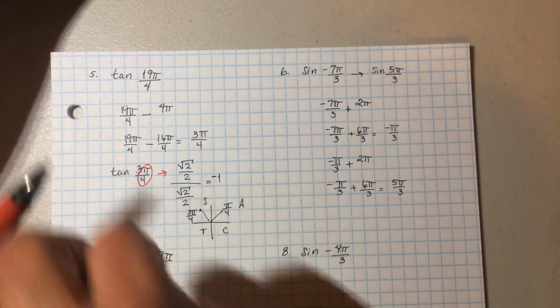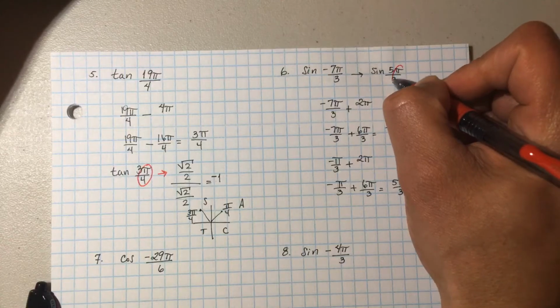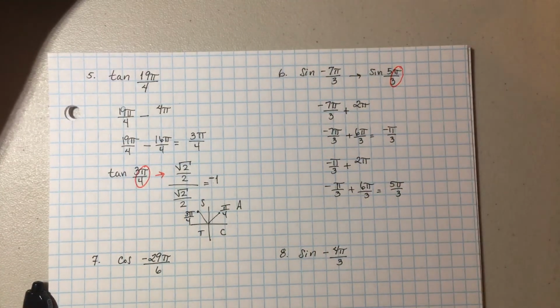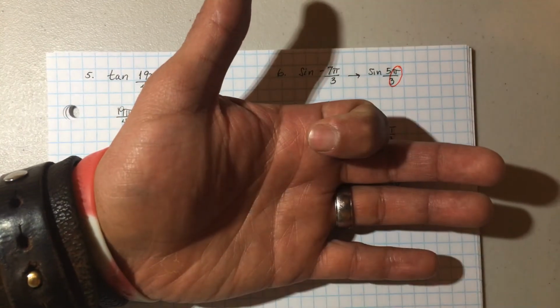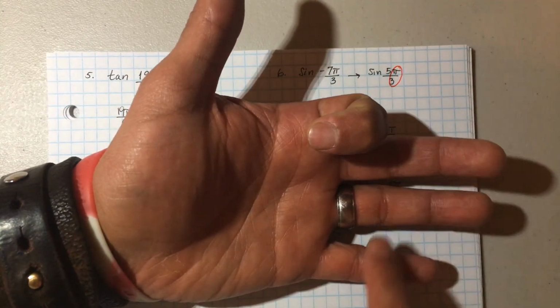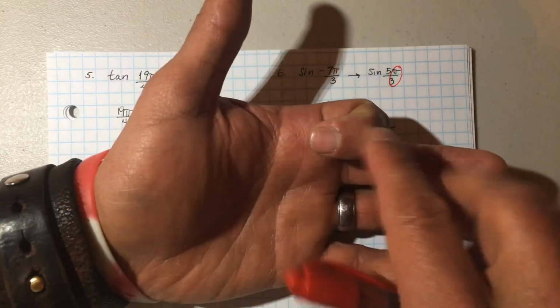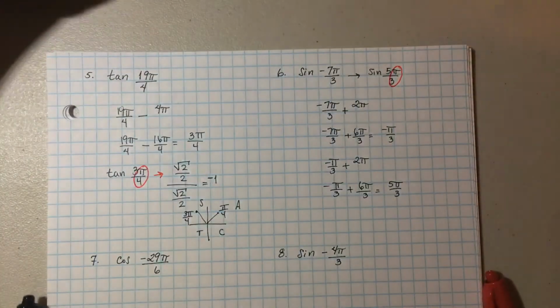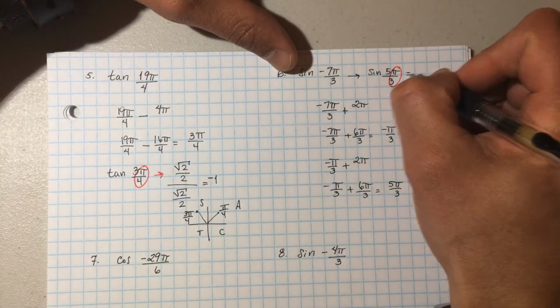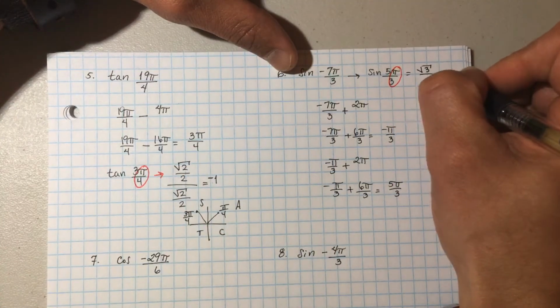What do I do now? I look at my reference angle, pi over 3. Where's pi over 3? Pi over 3 is 60 degrees right here. I fold that. Okay, what is sine? Sine is the bottom fingers. Cosine is the top. Sine is the bottom. 1, 2, 3. Square root of 3 over 2. So the answer is square root of 3 over 2.